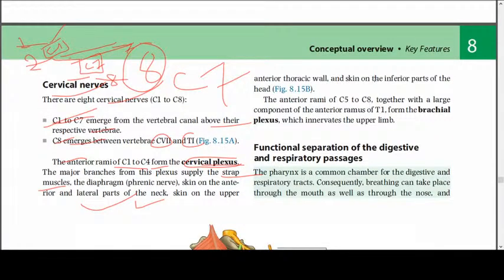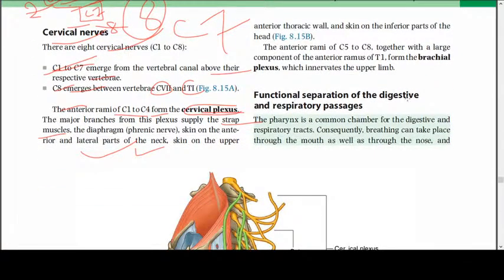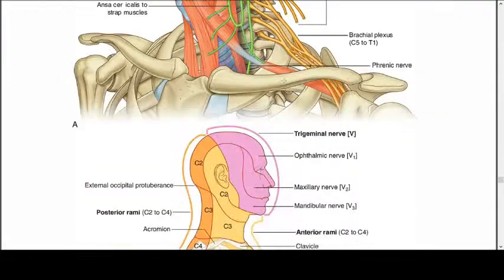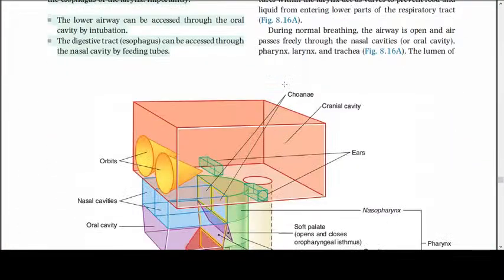Region, anterior thoracic wall and skin on the what function of the sponsor separation of the in the split passes. I don't need to need this head and neck.